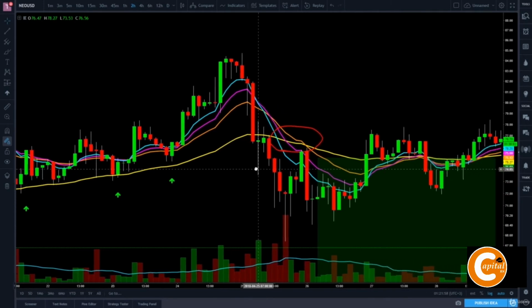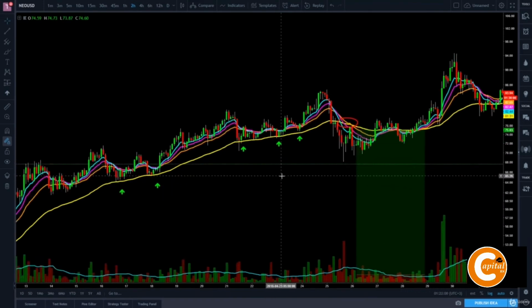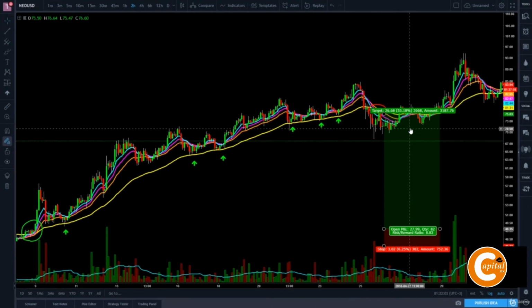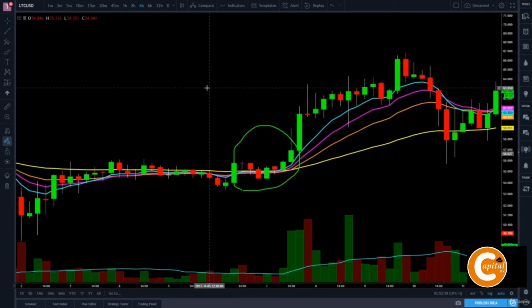So just following this very simple strategy, you would have made a huge 55% gain, and that is awesome. In the next example, I am using the Litecoin chart and I am on the 4-hour time frame.